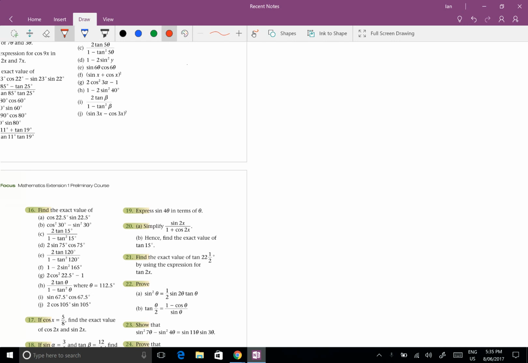Question 21 requires us to find the exact value of tan 22.5. We can't find the value of tan 22.5 directly, but we're lucky because we know that tan 2 theta equals 2 tan theta over 1 minus tan squared theta. So we know that identity, and we want to find tan 22.5. So let's let theta equal 22.5 and see if we can use this identity to help us find it.